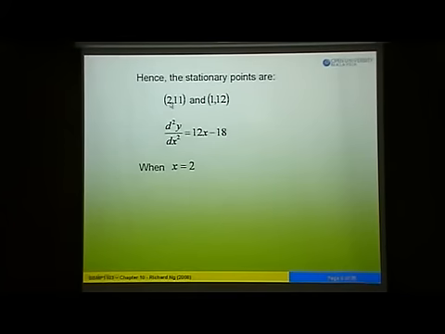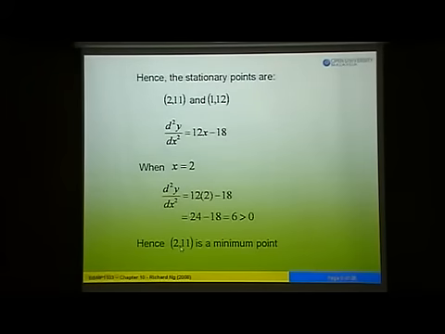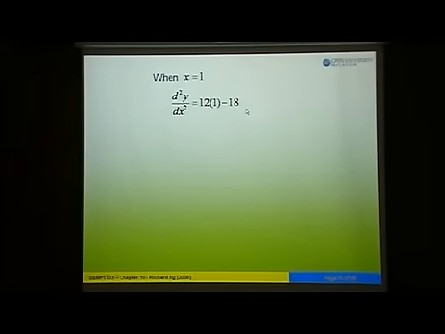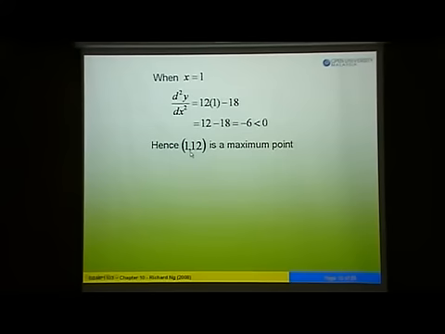So what we do next is to test each of these 2 points. So starting with x equals to 2. When x equals to 2, we substitute into d2y/dx². So we will get 12 times 2, 24 minus 18. The answer is 6. So since 6 is positive or greater than 0, then we say (2, 11) is a minimum point. Okay? When x equals to 1, substitute into d2y/dx². So 12 times 1 minus 18, we will get negative 6. So since negative 6 is less than 0, therefore we say the stationary point (1, 12) is a maximum point.